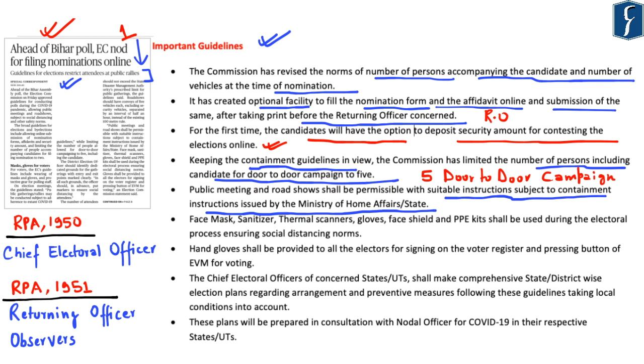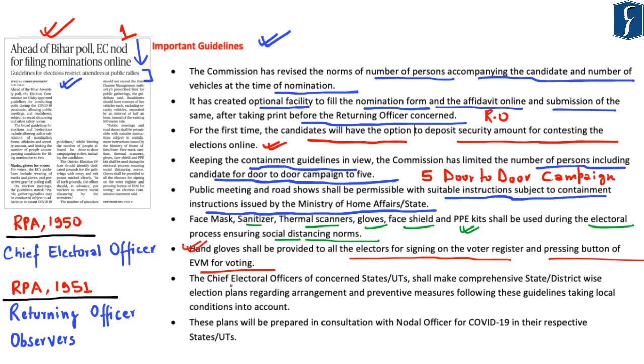Now, during the electoral process, face masks, sanitizers, thermal scanners, gloves, face shields as well as PPE kits shall be used, including ensuring social distancing norms. The guidelines further say that hand gloves shall be provided to all the electors for signing on the voter register and pressing the button of the EVM for voting. So the buttons of the EVM shall not be pressed with bare hands but with gloves on the hand.